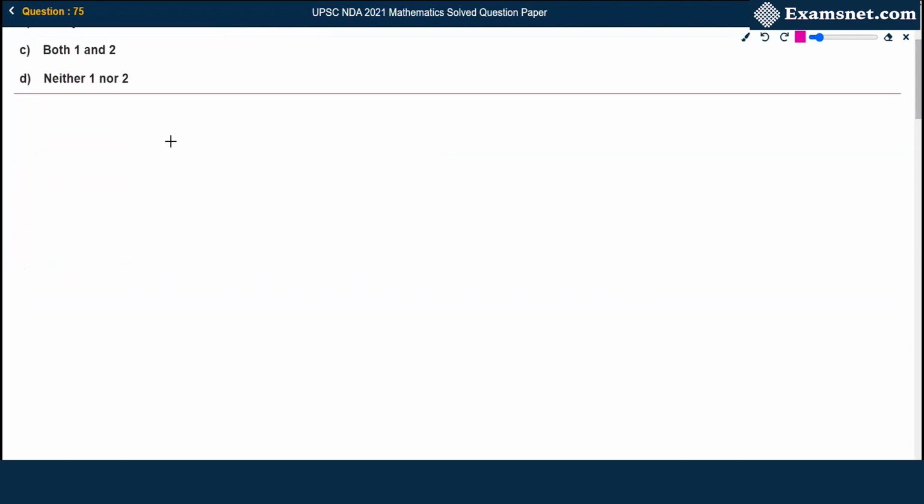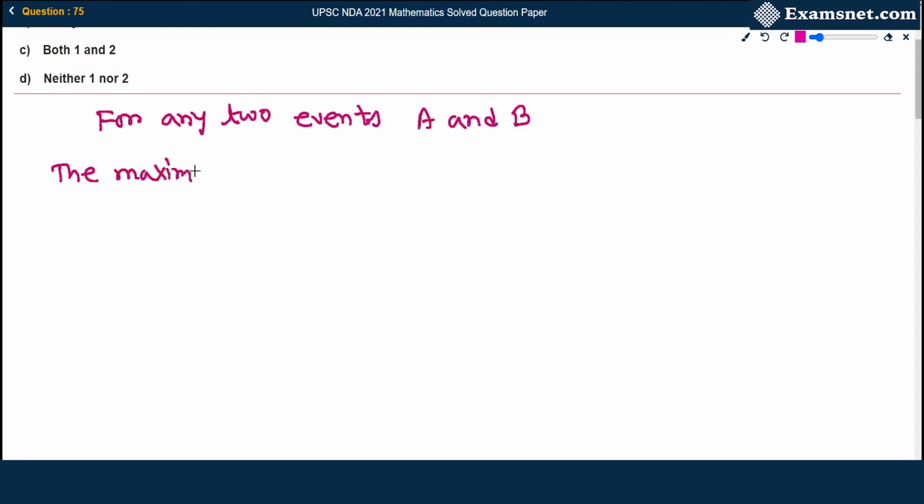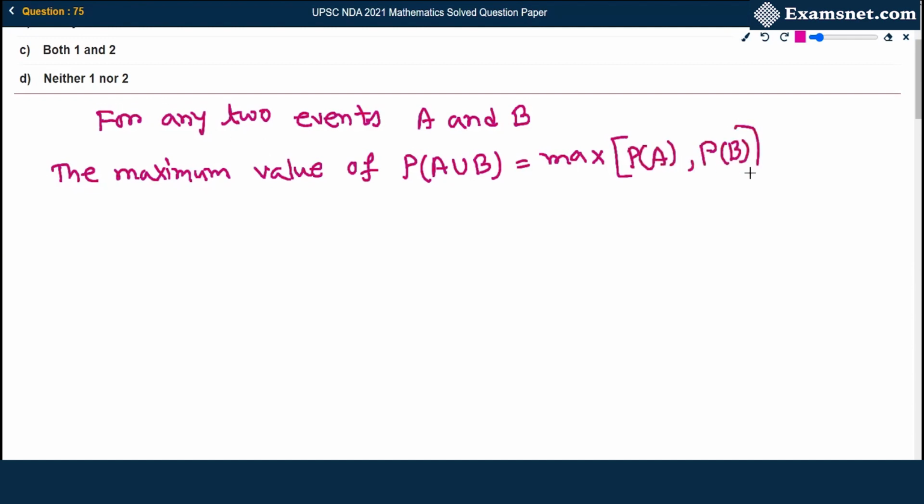Fine. So first let's discuss, for any two events A and B, the maximum value of probability A union B is the max of probability of A and probability of B. I mean, whichever will be the max between these two values.